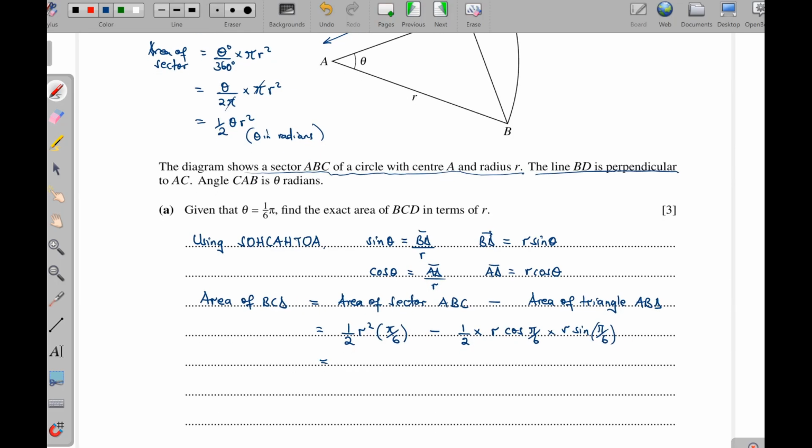This one is going to be pi over 12, then R squared. And then here minus R times R, that is R squared. So we shall have R squared here over 2, then times cos of 30 is root 3 over 2, then sine of 30 is a half. So that means we shall have pi over 12 R squared, then minus root 3 over 8 R squared. And that will be that.